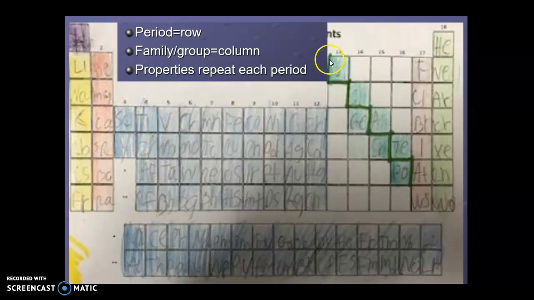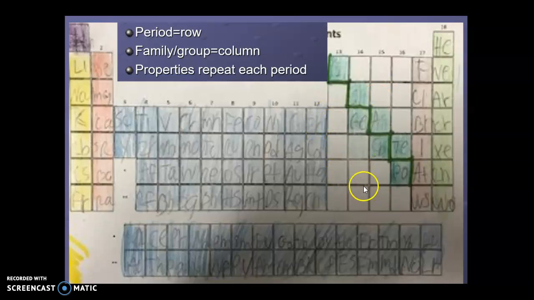So you notice that starting at the staircase here, everything to the left is a metal. On the right of the staircase are the nonmetals, and the stairs are the metalloids. So you should know now metals, nonmetals, metalloids, and the family names. What do we call the ones that are white? The ones that are white are just called other nonmetals over here, and these are called other metals. You don't need to worry about naming those though.